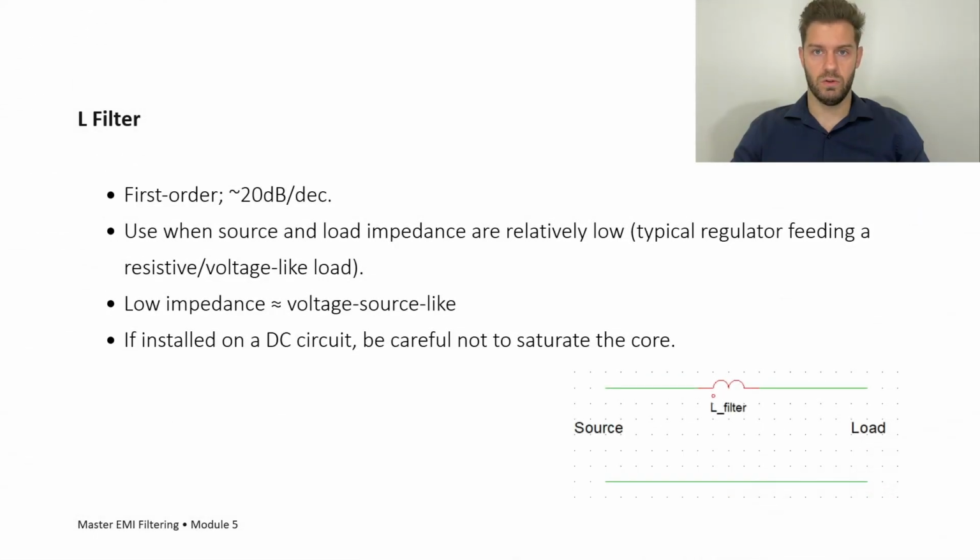L filters are also first-order filters, and they also provide around 20 decibels per decade of attenuation. But when do we use L filters? L filters are mainly used when both the source and the load impedances are relatively low. In other words, the source and the load are both acting as voltage sources. Take, for example, the case of a typical regulator that is feeding a voltage-like load.